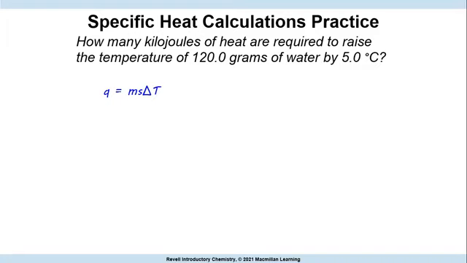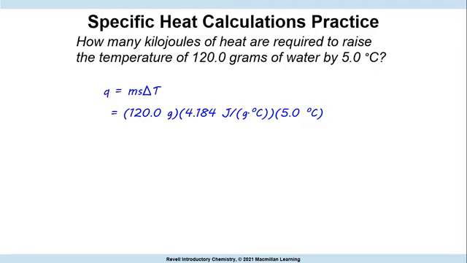Now let's collect our data here. The mass has been given to be 120 grams. The specific heat of water, as we just saw from the table, is 4.184 joules per gram per degree Celsius. And the change in temperature is by 5 degrees Celsius. So when you see "by 5 degrees Celsius," it means that the change is 5 degrees.